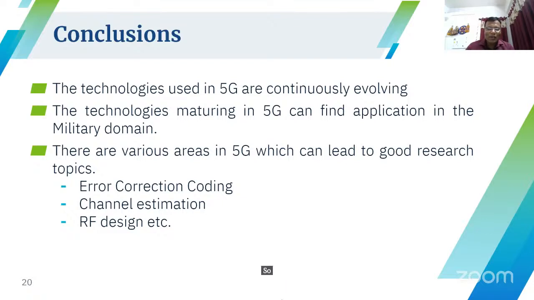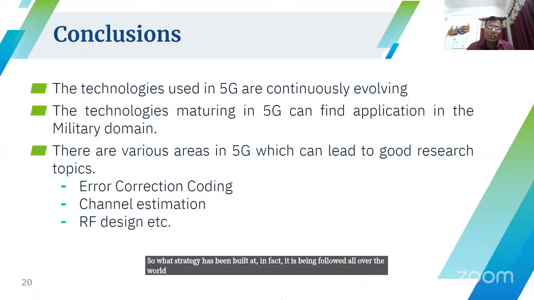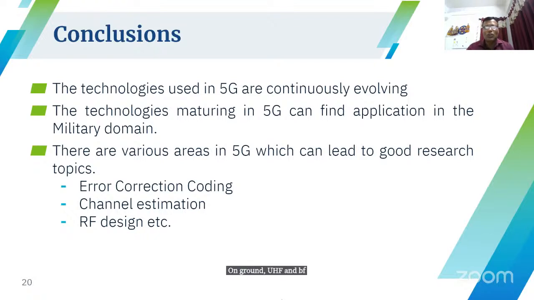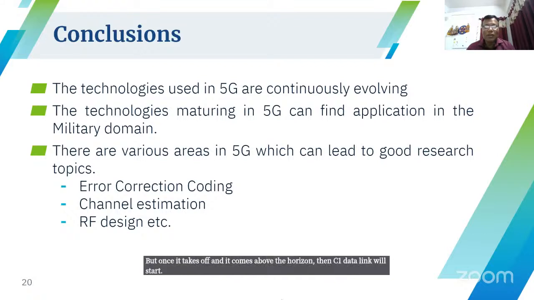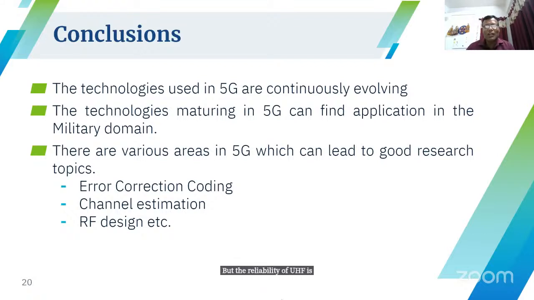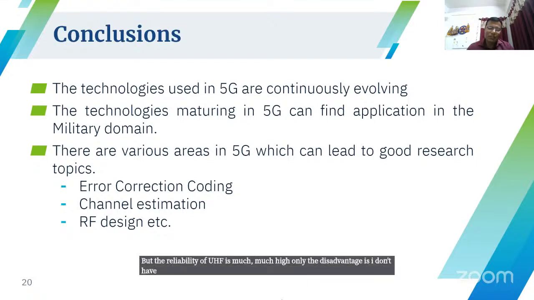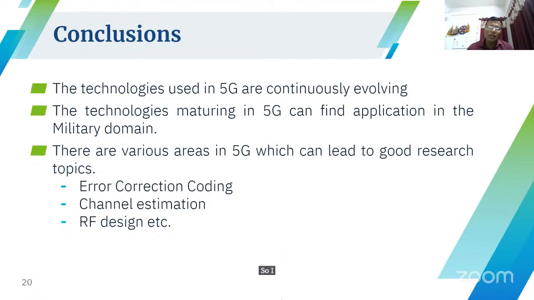So a strategy has been built, which is being followed all over the world. On ground, UHF and VHF channels will be used for controlling the UAVs. But once it takes off and comes above the horizon, then the C-band data link will start. The reliability of UHF is much higher. The only disadvantage is that I don't have bandwidth available there. So I can do control and command up to 400 kilometers, 300 kilometers, but bandwidth is not available. To have bandwidth or a high data rate, we have to use C-band. But the same C-band cannot be used while it is landing. So these are kind of challenges.